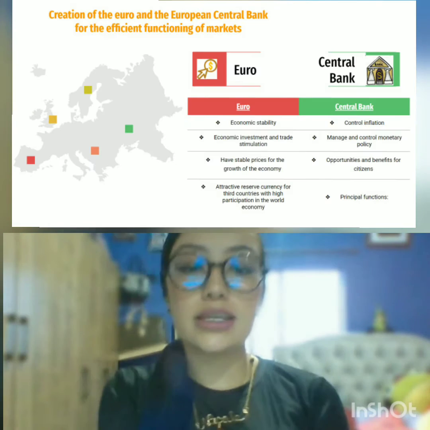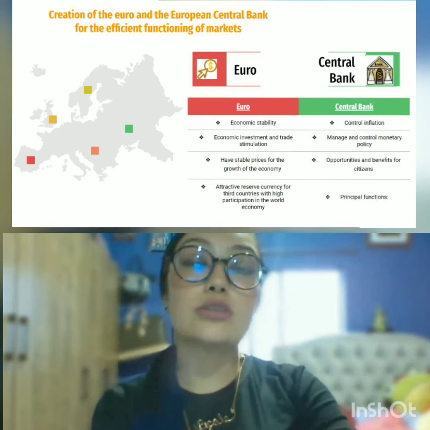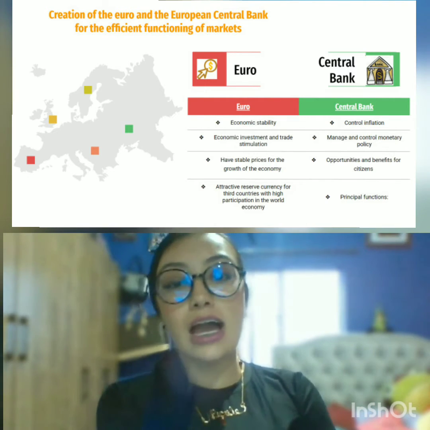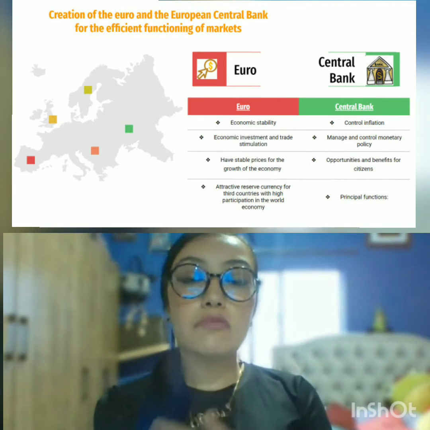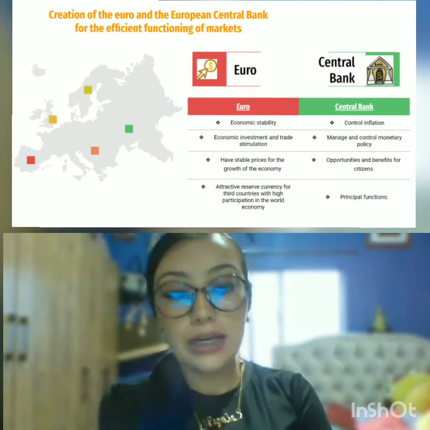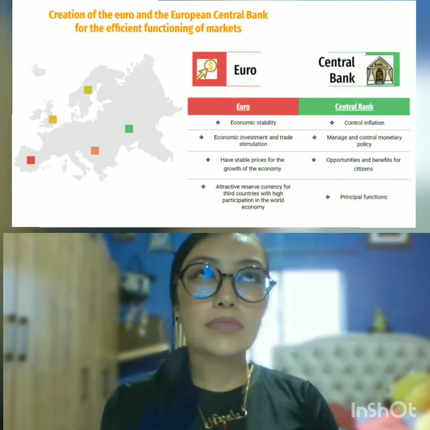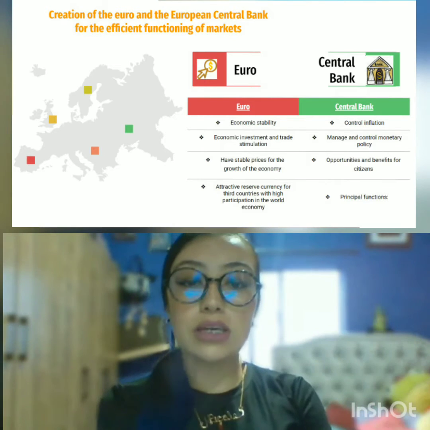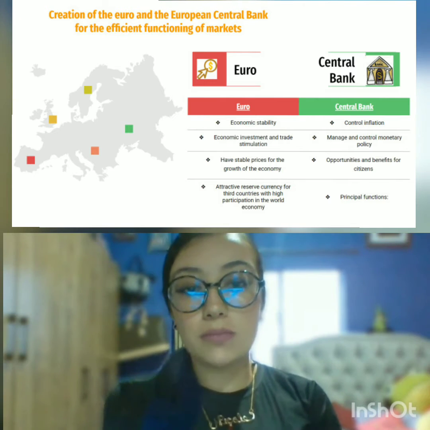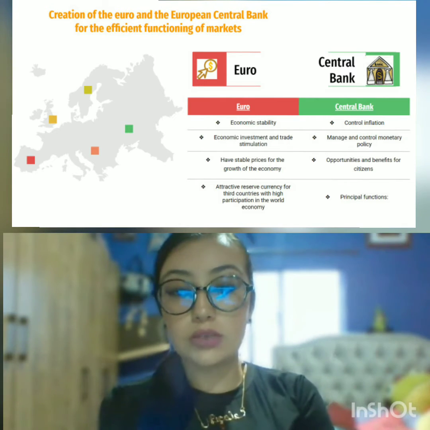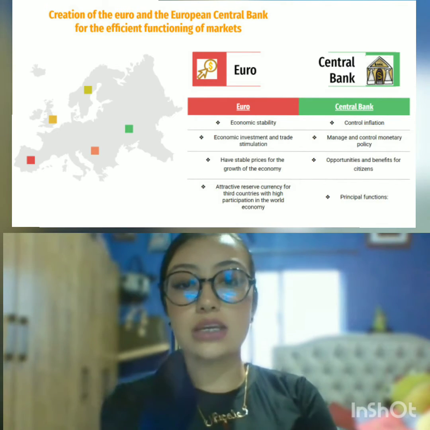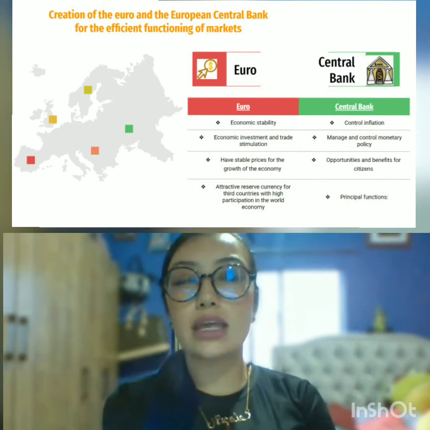The third part is the creation of the euro and the European Central Bank for the better functioning of the market. In this part, we talk about two very important aspects: the euro and the central bank. The first is the euro. The euro brings economic stability, which is positive for the economy because it allows member state governments to plan for the future. It also benefits companies since it reduces uncertainty and encourages them to invest.